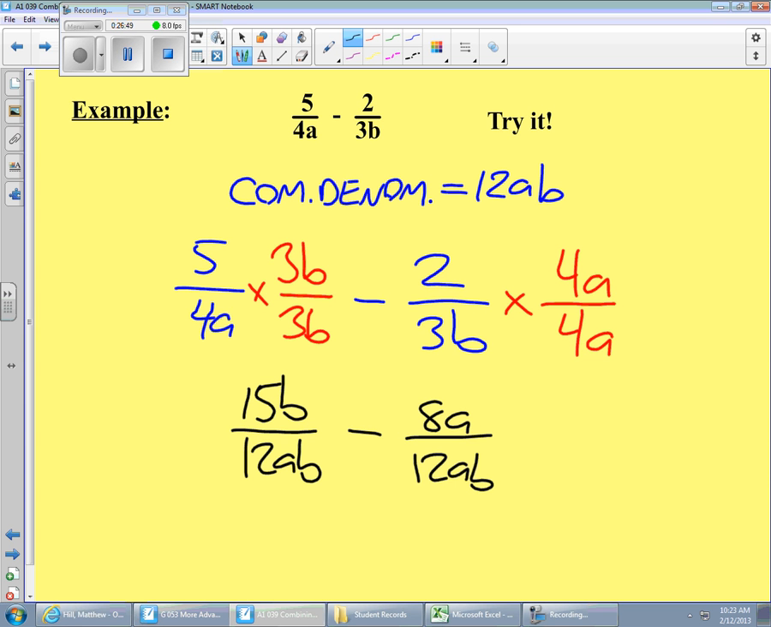Simplifying numerators and denominators in each of the sides of this subtraction problem. It looks like 15b over 12ab minus 8a over 12ab. Double check, make sure your denominators are common, which they are. Now we ought to be able to combine them all into one fraction over 12ab. Oops, I put 15a, it should have been 15b.